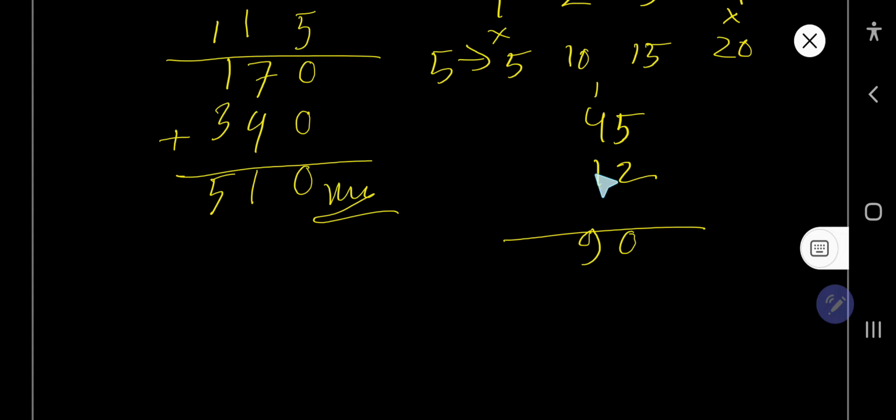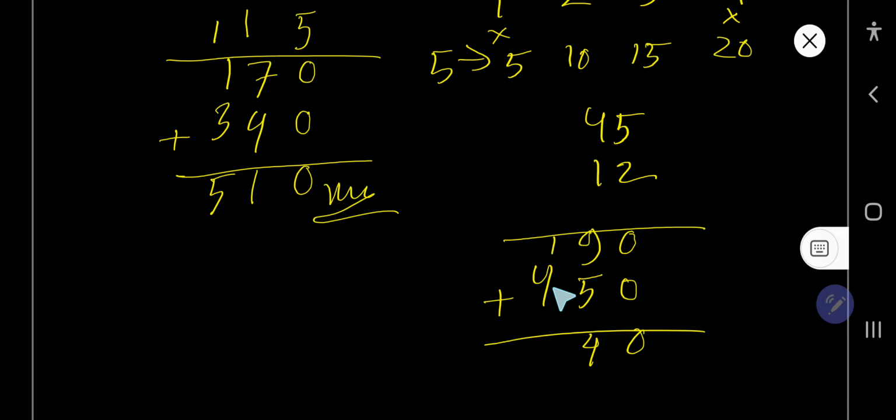Then you need to multiply by this 1. So you need to block this ones place. 1 times 5, 5. 1 times 4, 4. So now at 0, then 9 plus 5 equal to what? 14. Write 4, carry over 1. So 4 plus 1, 5. So 540 is the answer.